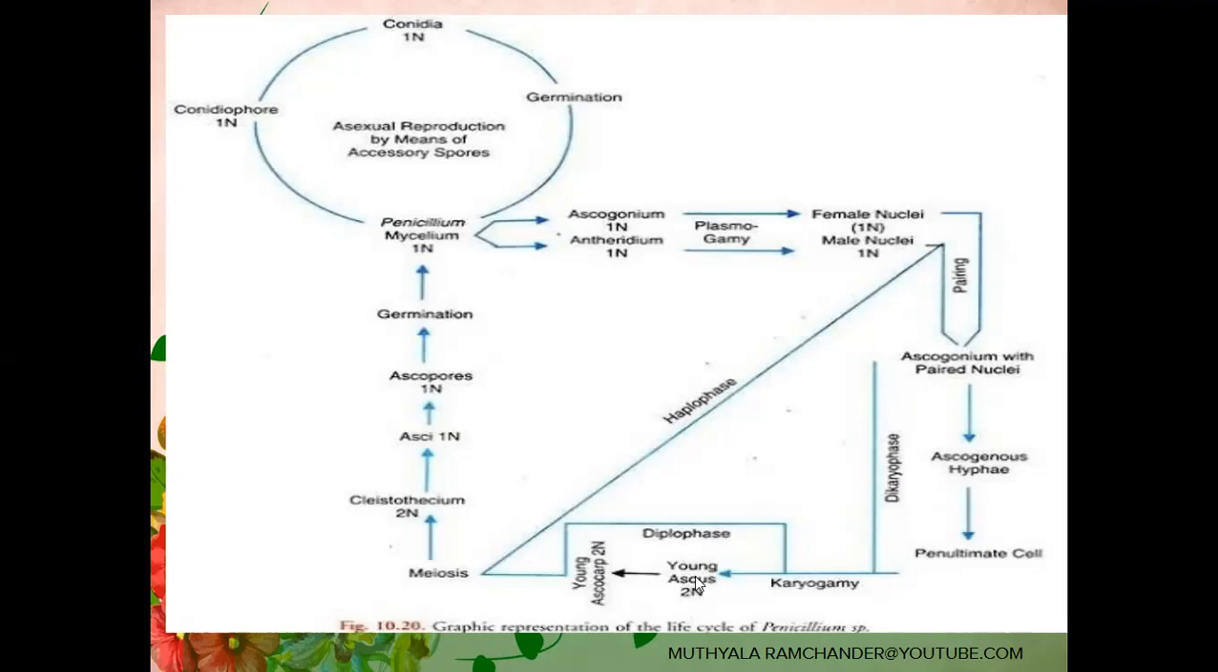It develops into a young ascus. The young ascus develops into the cleistothecium. In this cleistothecium, the ascus mother cell undergoes meiosis and develops into haploid ascospores. The haploid ascospores germinate into the new vegetative mycelium of Penicillium. This is the life cycle of Penicillium.